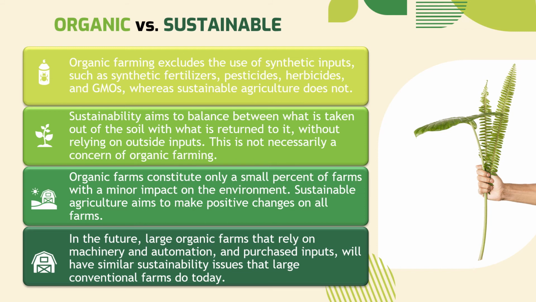In the future, large organic farms that rely on machinery and automation and purchased inputs will have similar sustainability issues that large conventional farms do today.